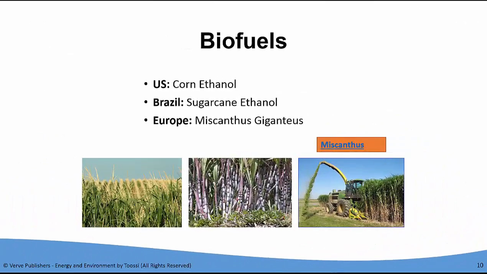The three major sources of biofuels are corn, used for corn ethanol in the US, sugarcane in Brazil, and Miscanthus giganteus in much of Europe, as these three diagrams show. The left is the corn, the middle one is sugarcane, and the one on the right is a very tall grass that can be seen here, called Miscanthus giganteus.